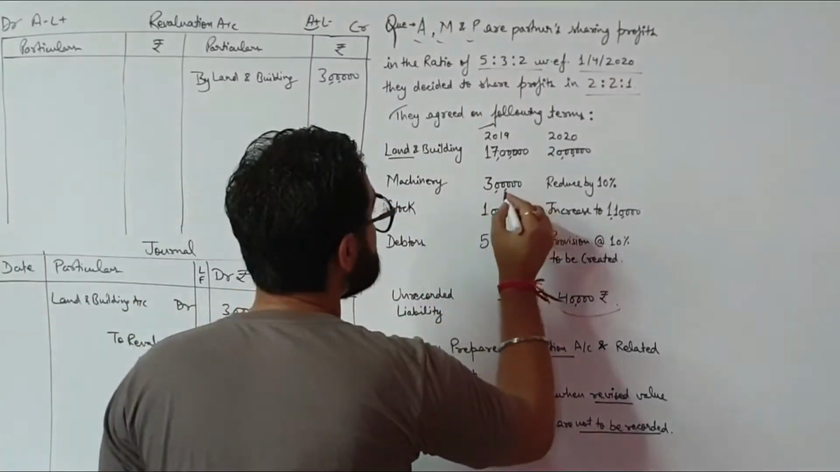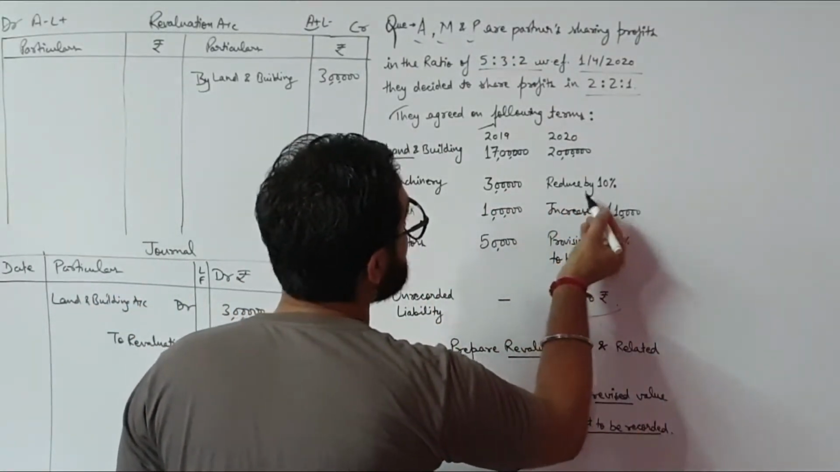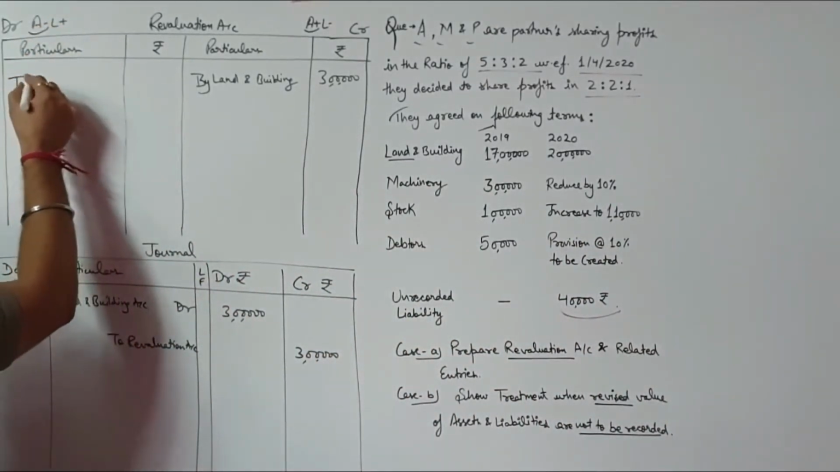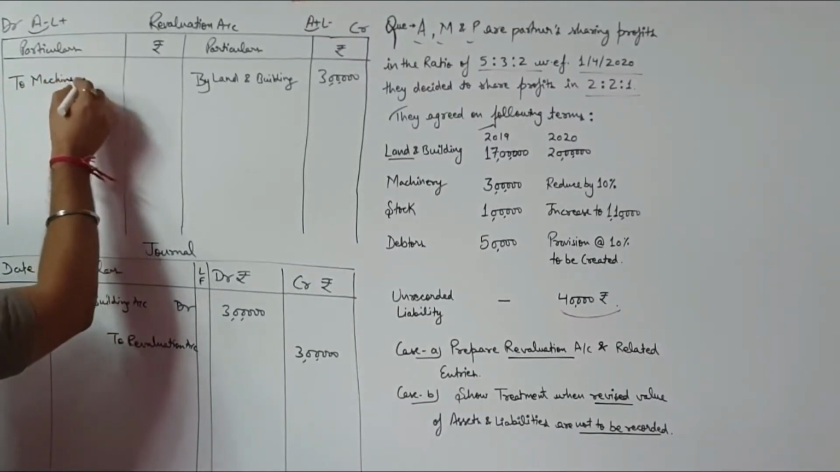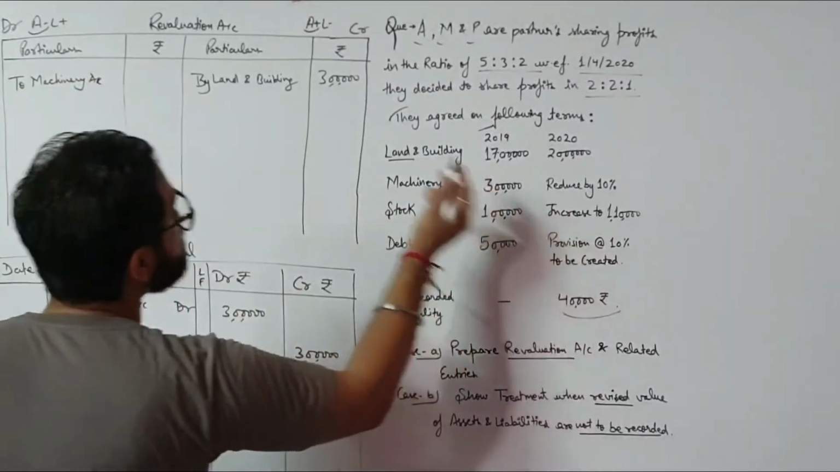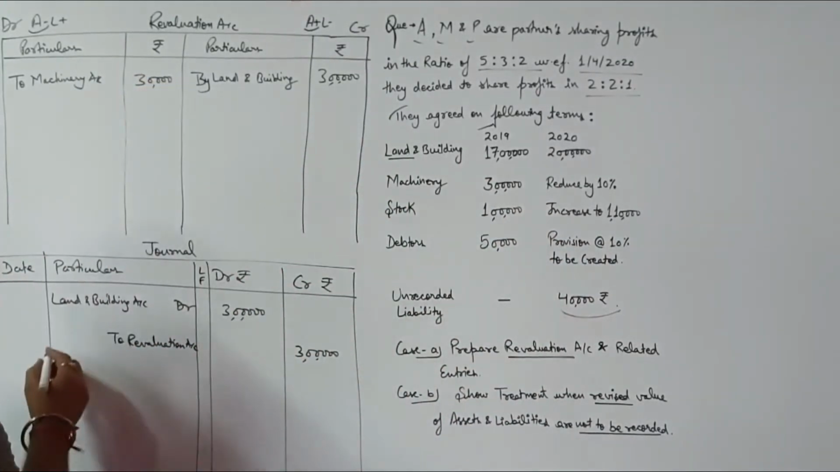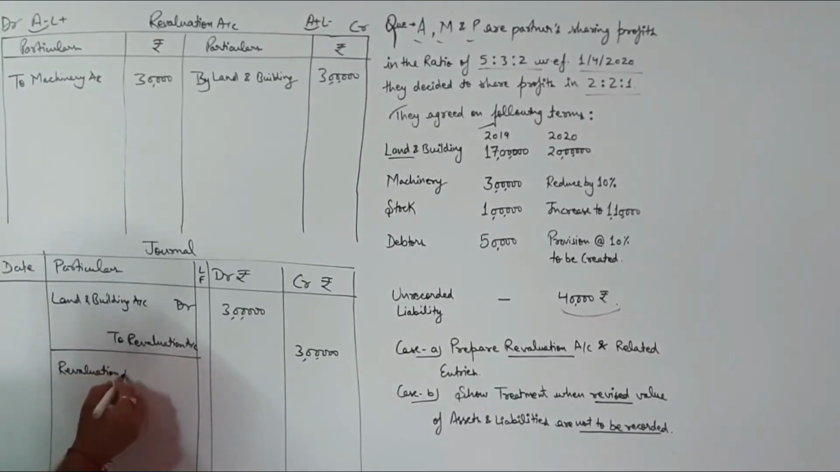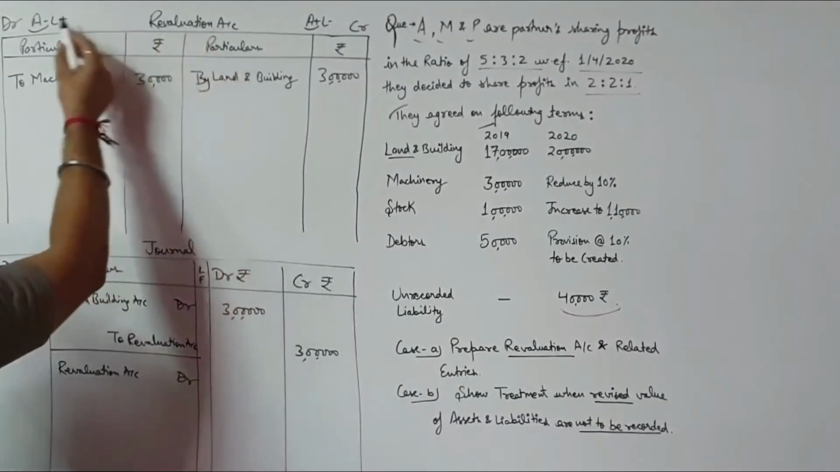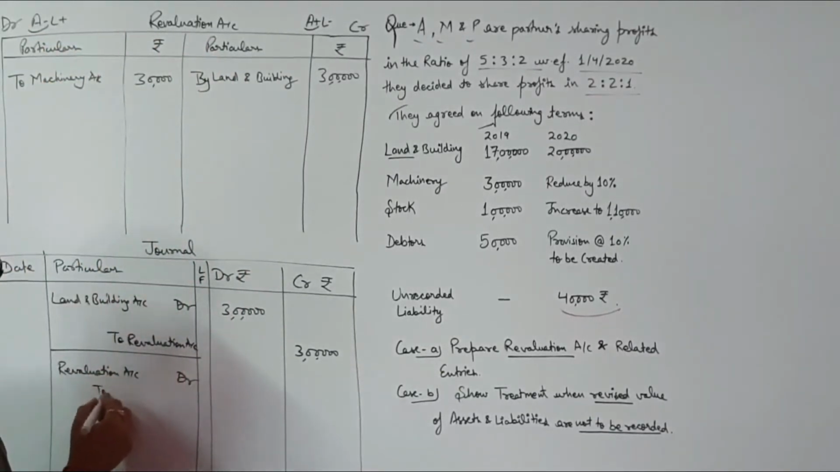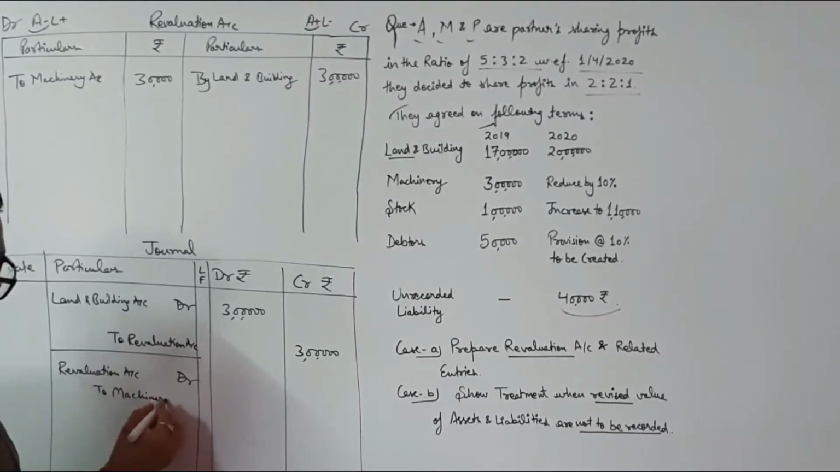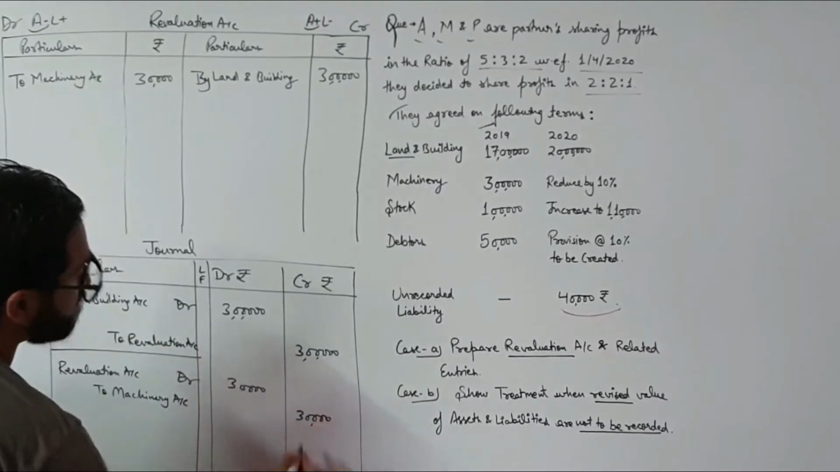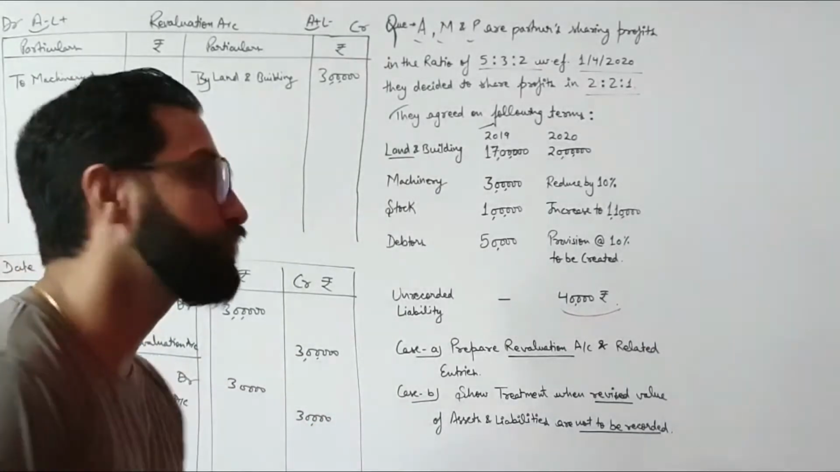Next is machinery of rupees 3 lakh, now to be reduced by 10%. Therefore the machinery asset value is decreasing. So, to Machinery Account, 10% of 3 lakh is 30,000 rupees. In this case the entry will be Revaluation Account debit to Machinery, 30,000 and 30,000. Hope you are getting this.